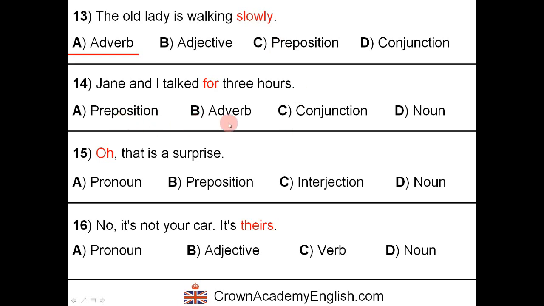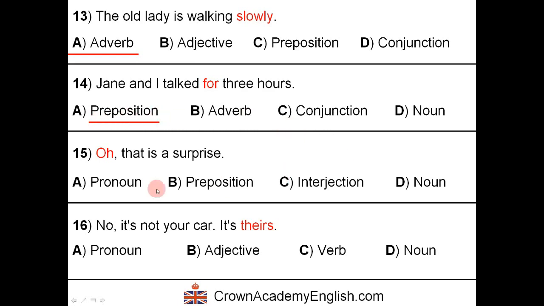Question 14. Jane and I talked for 3 hours. So what type of word is for? F-O-R. The answer is, it's a preposition. It's giving us information about the duration. So this is an example of a preposition of time.